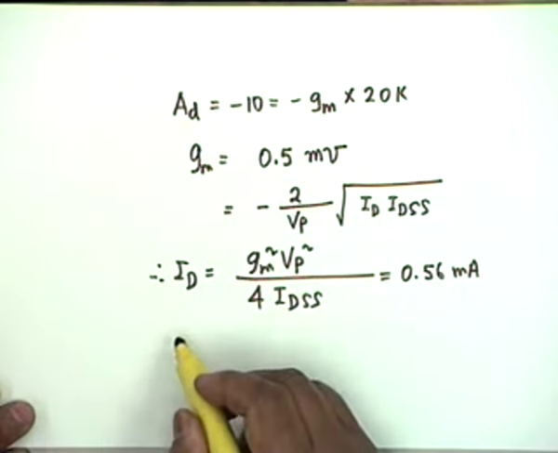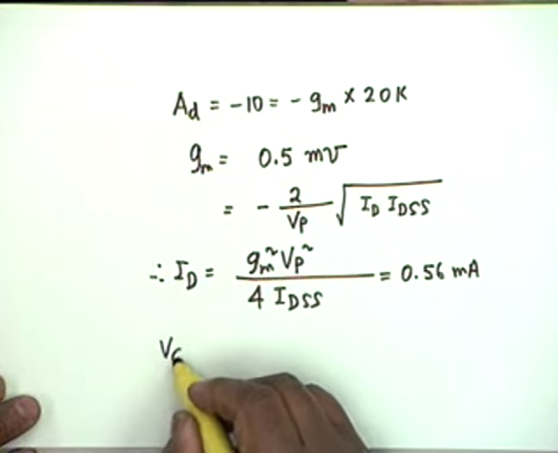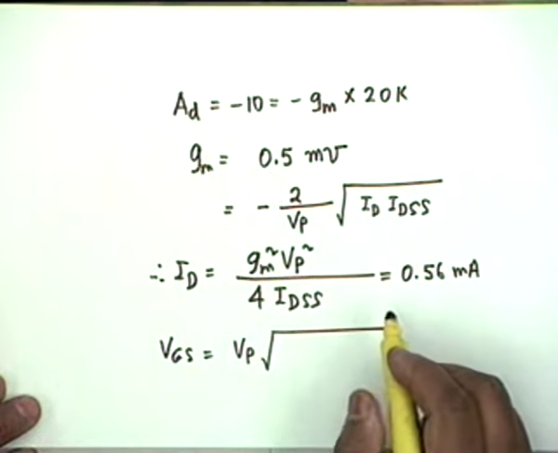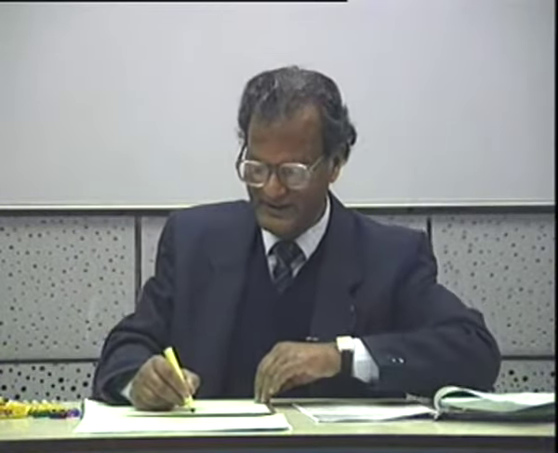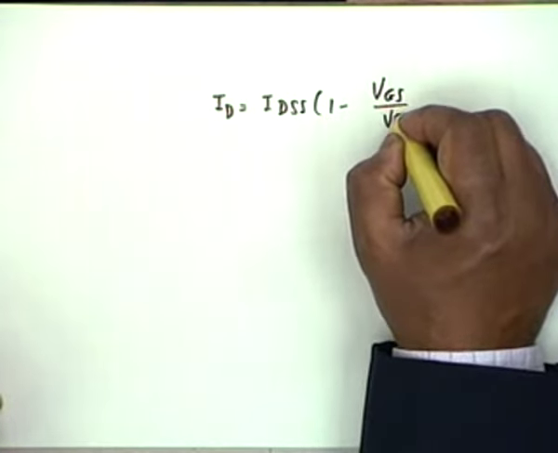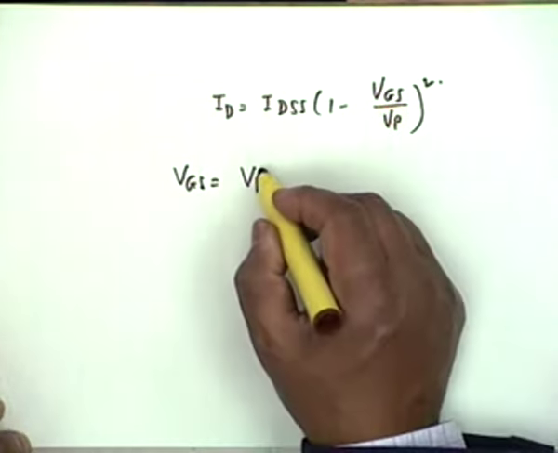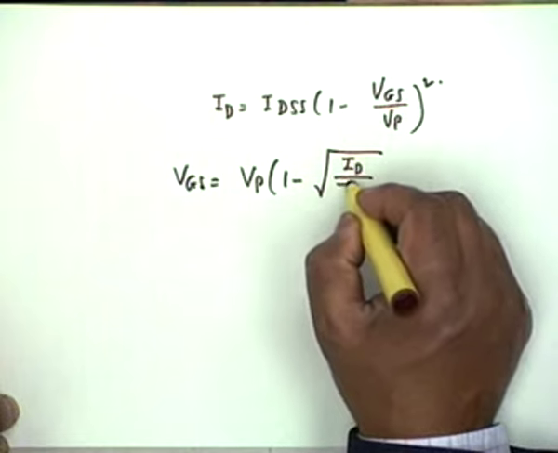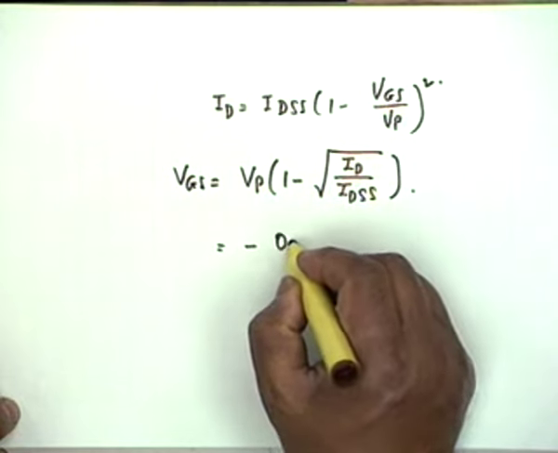And if I know ID, then I can also calculate VGS, which I require. VGS is given by VP multiplied by, I beg your pardon, that is not correct. From the relation ID equal to IDSS times 1 minus VGS by VP whole squared, I get VGS is equal to VP times 1 minus square root of ID by IDSS, and this calculates out as minus 0.75 volt.